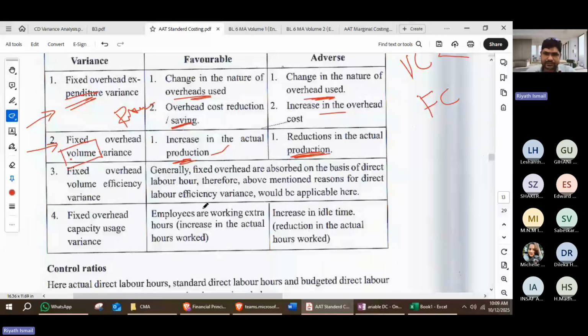Then the capacity variance. The machine capacity is 10,000 units of production, but we use only 8,000 or 9,000. It's adverse. If the employees work extra hours, they can produce more, and then we can use the maximum output from the machine at the fixed cost. We use that machine beyond the capacity.